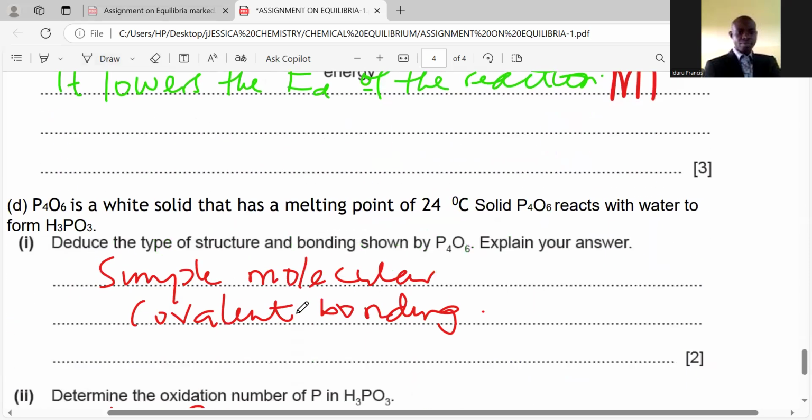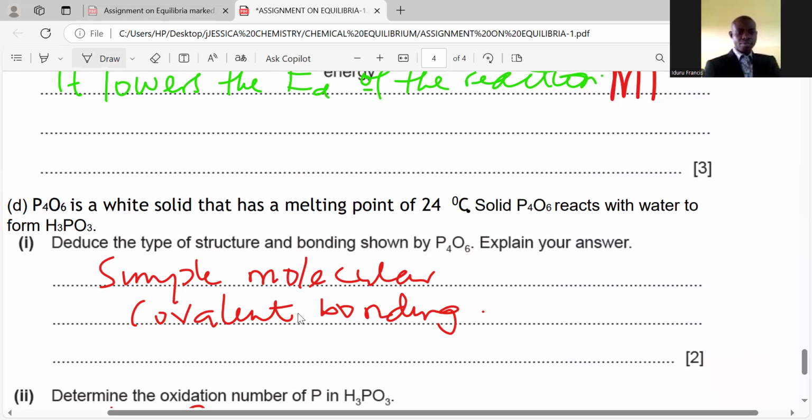P4O6 is a white solid that has a melting point of 24 degrees Celsius. Solid P4O6 reacts with water to form H3PO3. Deduce the type of structure and bonding shown by P4O6. I saw that you got that in your answer. It has a low melting point, which means that it's a simple molecule. There's a simple molecular structure with covalent bonding.